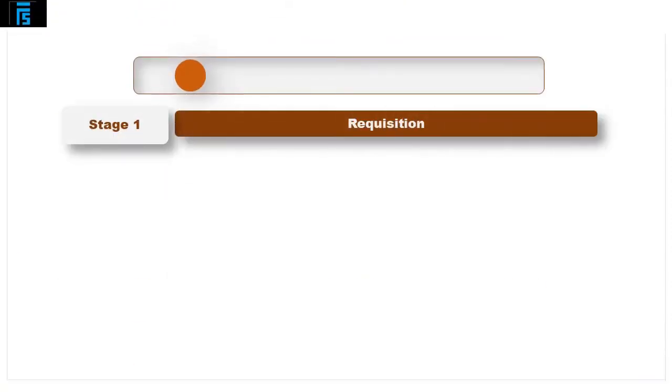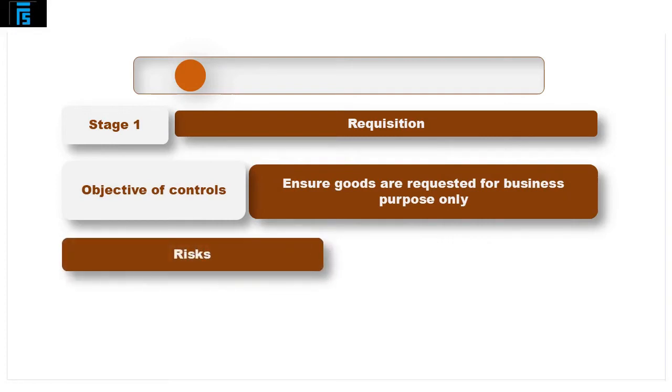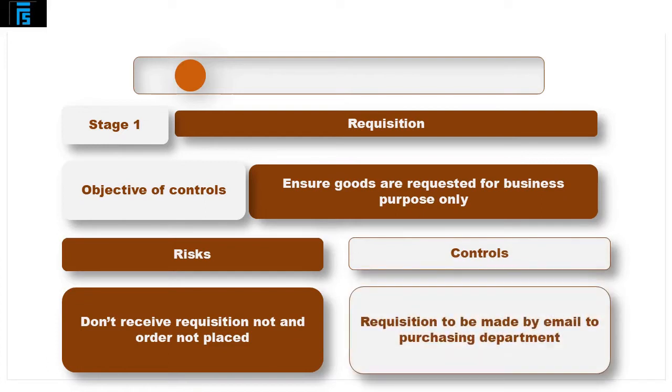Stage 1, the requisition stage, is where the business or division within the business will recognise the need for more goods. A requisition note will be passed to the purchasing department detailing the supplies needed. The objective is to ensure goods are requested and are for business purposes. A risk could be the requisition note may not be received by the purchasing department and the order not made. A control could be requisitions are made by email to the purchasing department, who must respond when they have made the order.